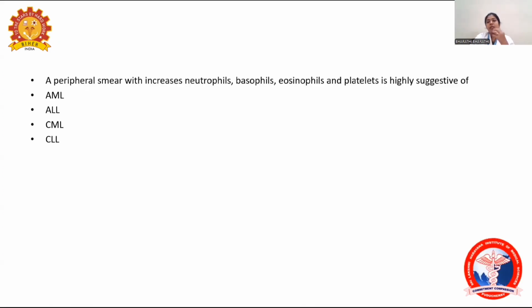So now having discussed chronic myeloid leukemia, I have a few MCQ questions for you. A peripheral smear with increased neutrophil, basophil, eosinophil and platelet is highly suggestive of what? Yes, it is obviously chronic myeloid leukemia.